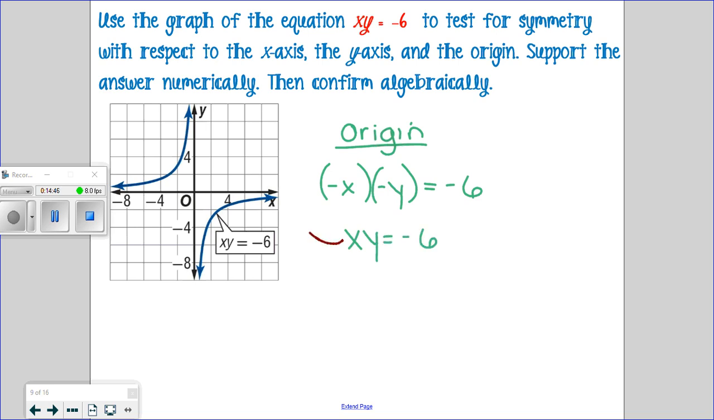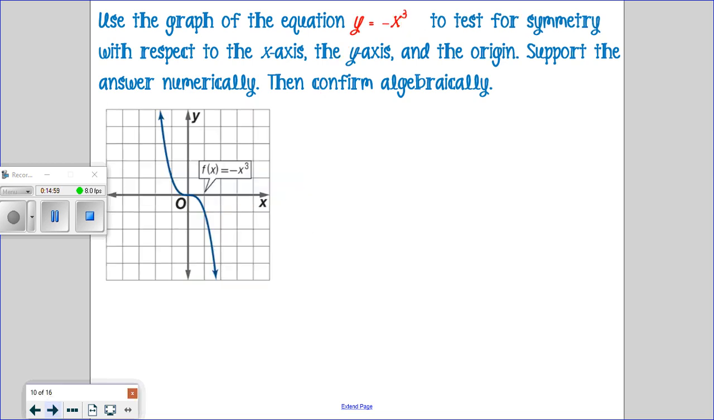And then look. It matches my original exactly. I've confirmed that it has symmetry about the origin. Questions? Okay, try this one at your table. Look at the picture: x-axis, y-axis, origin. Confirm algebraically.